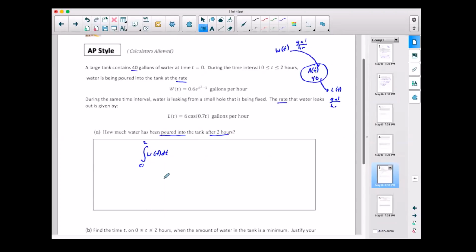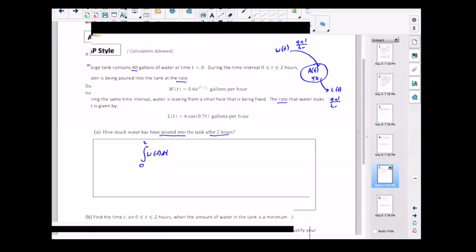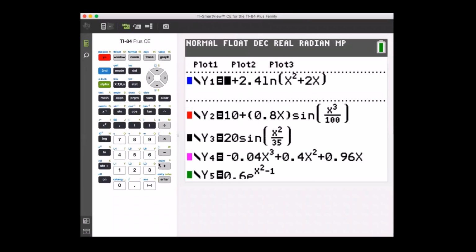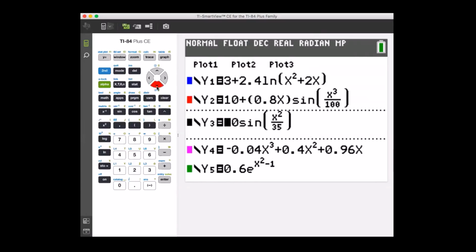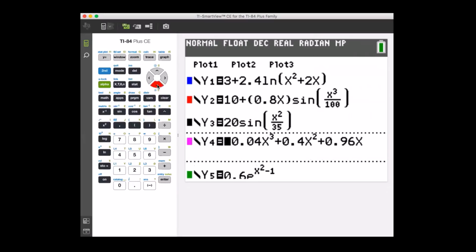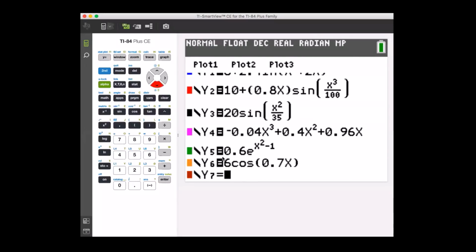And now we can just type this into our calculators. And if we look at my calculator, here's my y equals screen. I already have this W of t on my calculator because I kind of did this preemptively. I've got W of t stored here in my Y5 screen, and I've got my L of t stored here in my Y6 screen. So you're going to see me use Y5 and Y6, but obviously if you're typing it in your calculator, you're probably going to have it stored in a different one. So don't be confused by that.